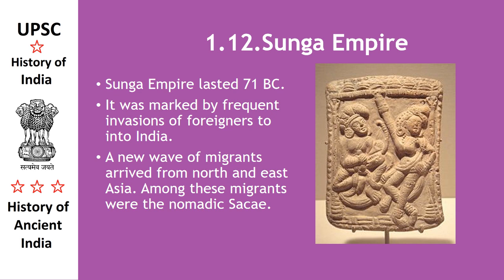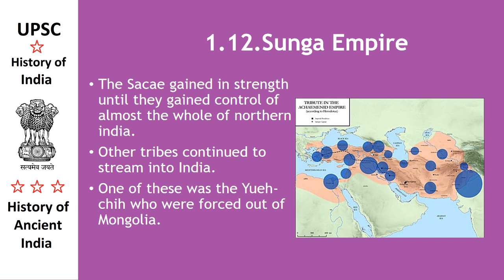It was marked by frequent invasions of foreigners into India. A new wave of migrants arrived from North and East Asia. Among these migrants were the nomadic Saka. The Saka gained in strength until they gained control of almost the whole of northern India. Other tribes continued to stream into India. One of these was the Yuchi, who were forced out of Mongolia.